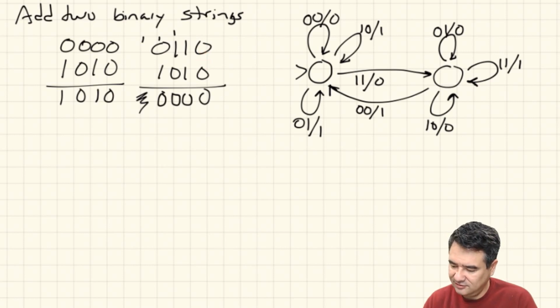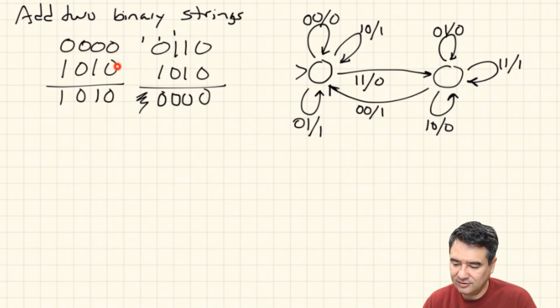So if we start here in our starting state and we get a 0, 0, we output a 0. And then if we see a 1, 1, we output a 0 and go over here. So that's this one here. And then if we see a 1, 0, we output a 0 and we stay over here. Then if we see a 0, 1, we output a 0 and stay over here. And then essentially we're done. So I think it works.